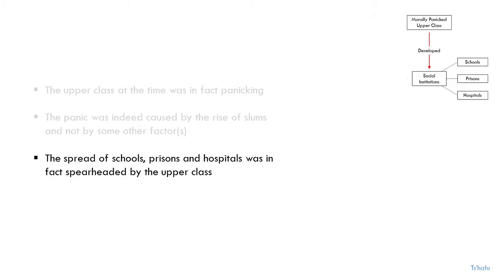Third, the spread of schools, prisons, and hospitals was spearheaded by the upper class. It's not that the schools, prisons, and hospitals were built by somebody else, right? That the upper class just sort of took over. No, this thesis is saying that it is the upper class, they're the ones who developed it. So you have to show it to me, prove it to me.